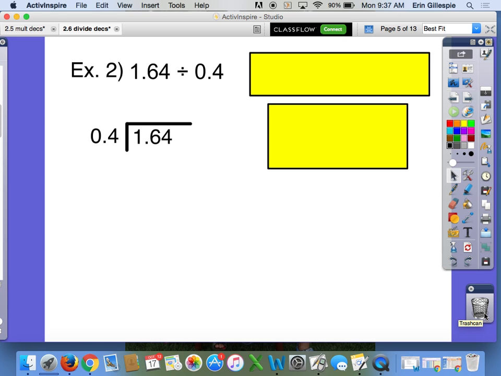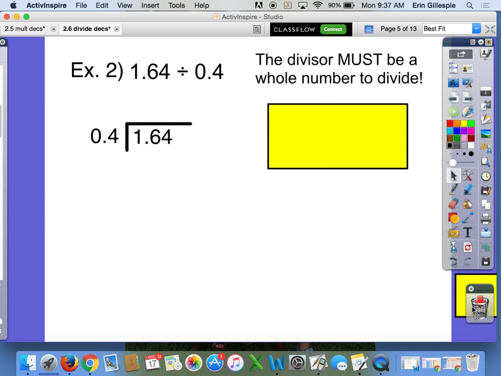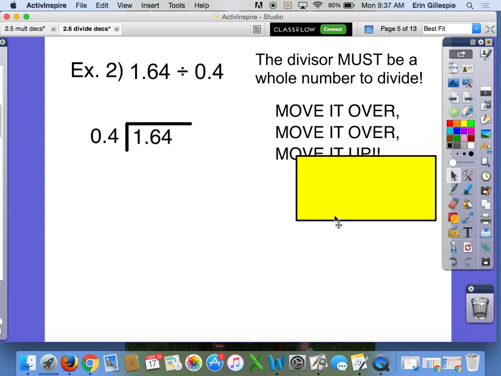Now remember I said your divisor must be a whole number in order to divide. Well, here it's not. 4/10ths is not a whole number. So we need to make it a whole number. We're going to do something I call move it over, move it over, move it up. And that refers to the things you have to do to the divisor, the dividend, and the quotient, in order like that.